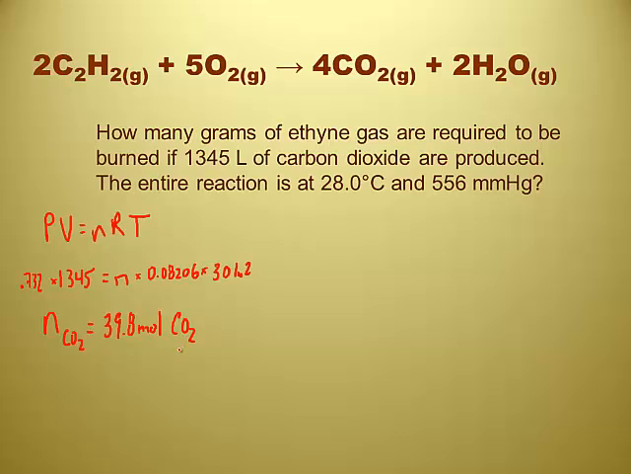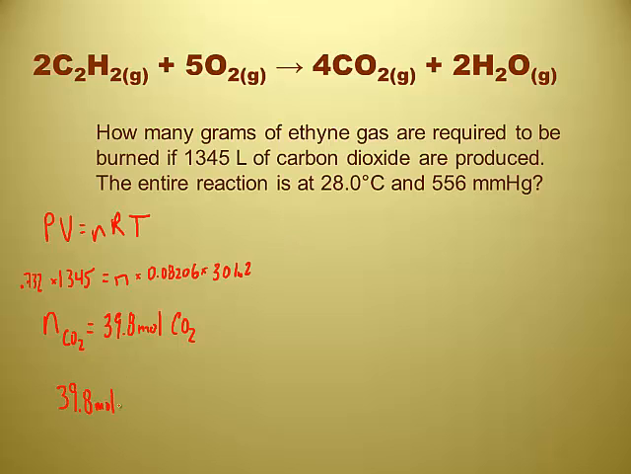Sometimes I write it like this instead of putting the CO2 as a subscript; I write it over here. I like to keep track of what I'm finding because you're doing so many steps. This is a multi-step problem. Now, I've got moles of CO2. Every stoichiometry problem is a mole-to-mole ratio. So now you can do the stoichiometry.